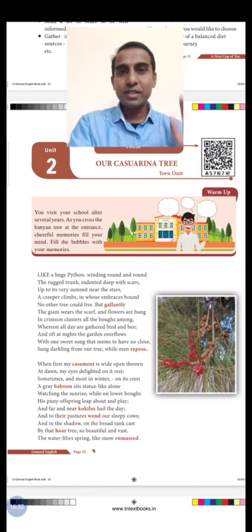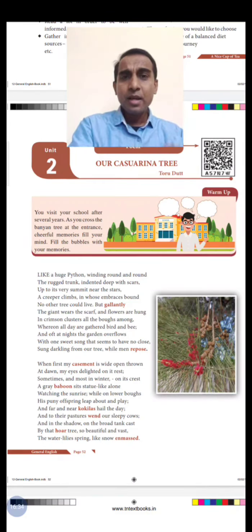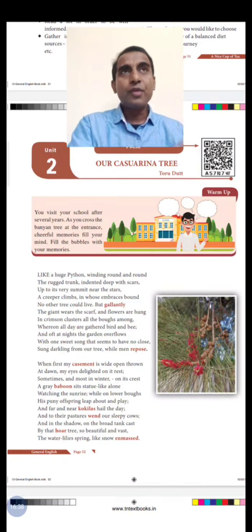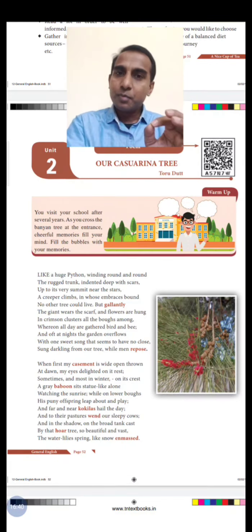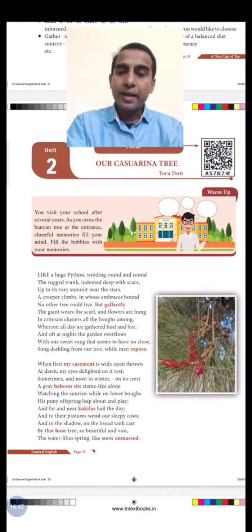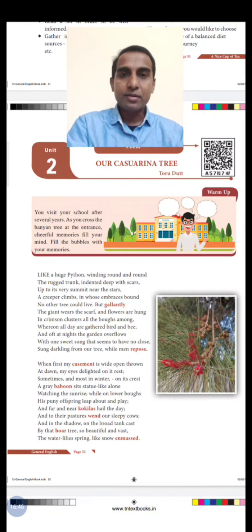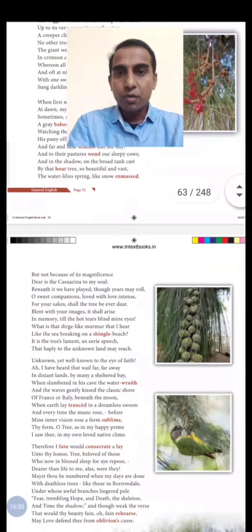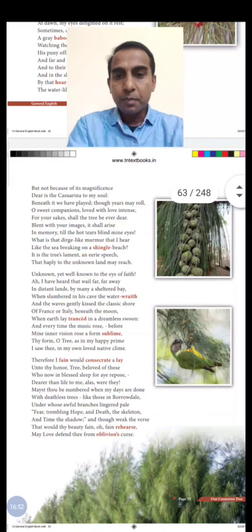So this is the second stanza. I think in the second stanza, Toru tries to tell the beauty and the way she enjoyed the tree early in the morning, especially during the winter season. I think you understood the second stanza. Now let's move on to the third stanza. So I want all of you to take the next page.